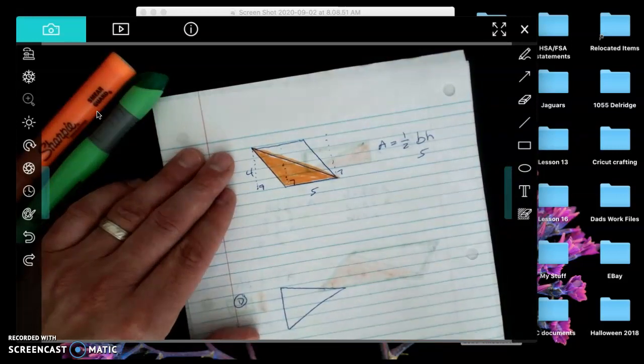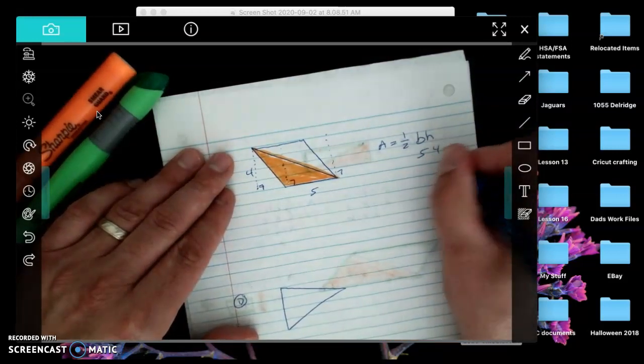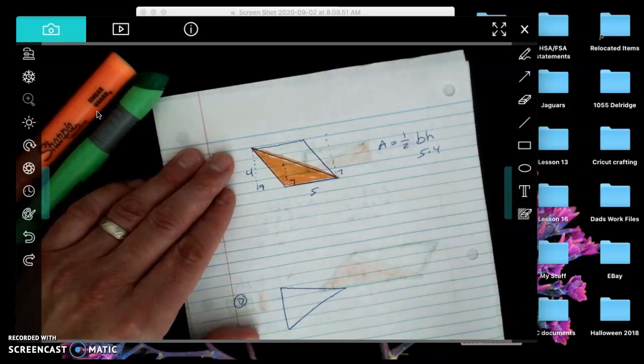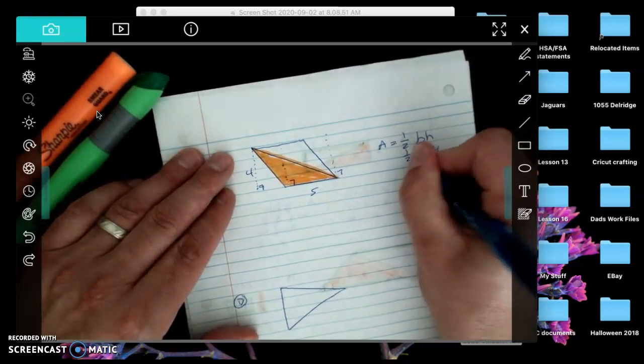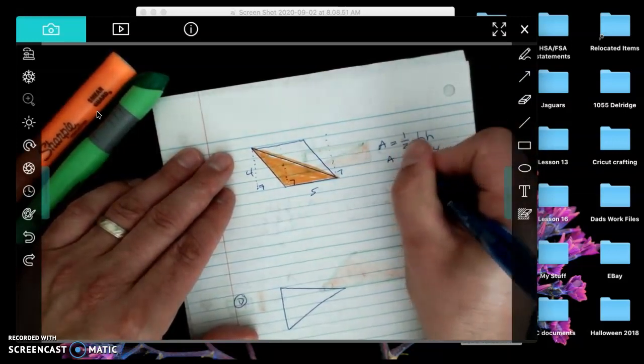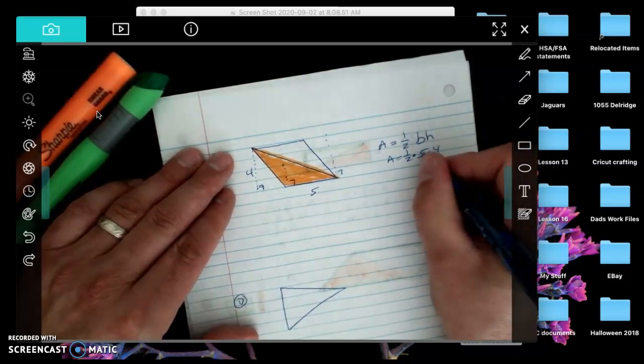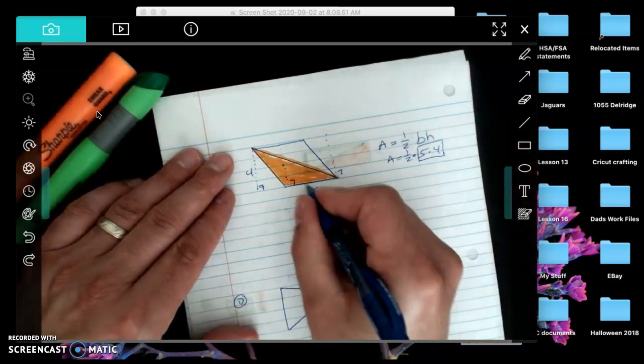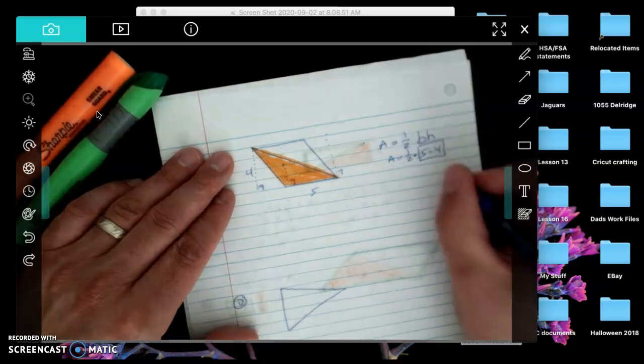Then I go back in, I know that's my height, so I put in the 4. I include my 1/2. That's a dot. It's times. Then I'm going to take my product. Here's my parallelogram. Base times height. The area of that parallelogram is 20.